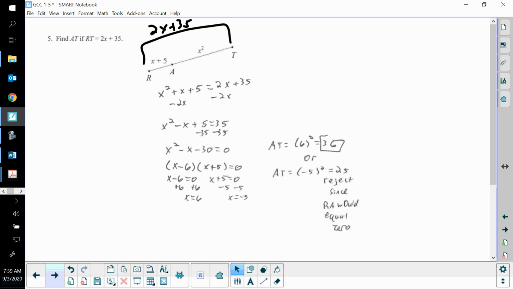We want to find what AT is. But remember, when you have quadratics, you just want to check and see if things make sense. Usually a negative answer, if there is one, might not make sense. And notice if you put negative 5 into the RA, you would get negative 5 plus 5, meaning RA is 0. So then there would be no segment there, so it wouldn't exist. So that's why we reject the negative 5. So just the 6 we would want, and we end up getting the 36 for AT, which is what we are looking for.